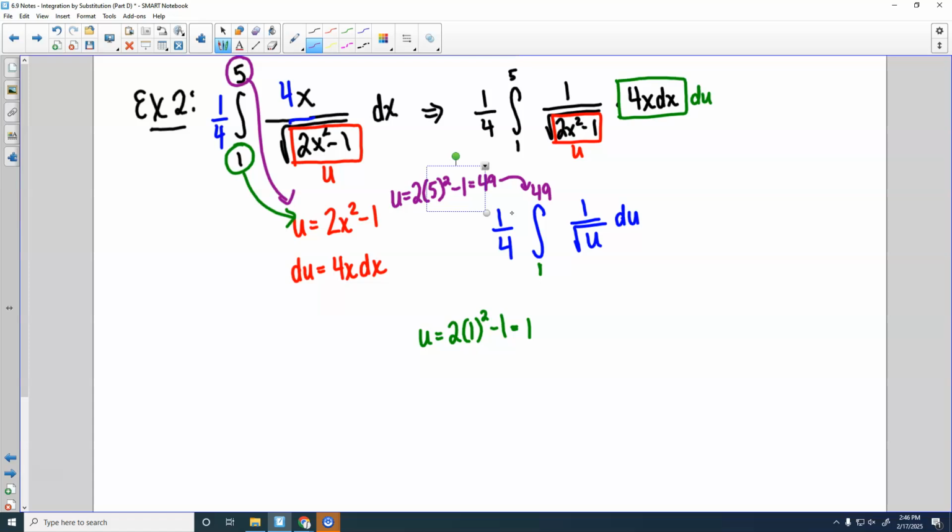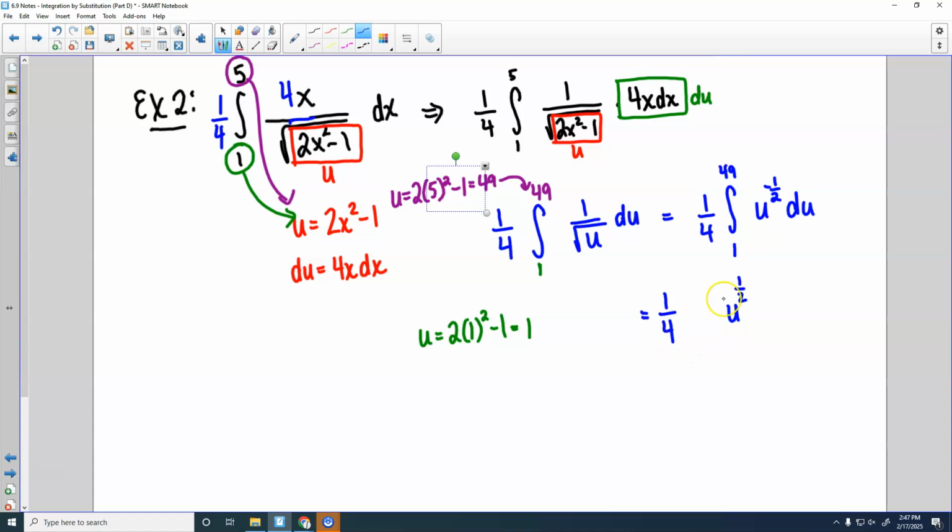And since we changed everything to u's now, we're not going back to x's. We're done with x's at this point. So I'm going to rewrite this one more time. It's 1/4 integral from 1 to 49. I'm going to rewrite it with a negative exponent so that I can take this integral a little more easily. It's u to the negative 1/2 du. And so my 1/4 hangs out front. And then I'm going to increase my exponent by 1, so that's u to the 1/2. And I've got to divide by 1/2.